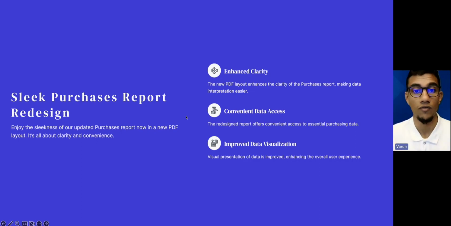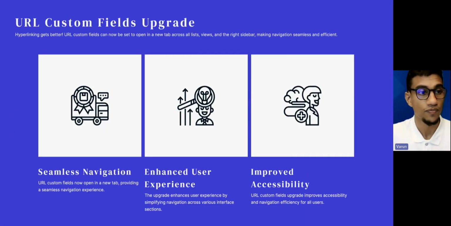Next one is the sleek purchase design. Like I said, we've been redesigning the output PDF of multiple reports in the past few months, and every week we'll be selecting one particular report in priority, and we'll be working things out in that. And last week, the chance came to the purchase report, and the purchase report output PDF has been redesigned.